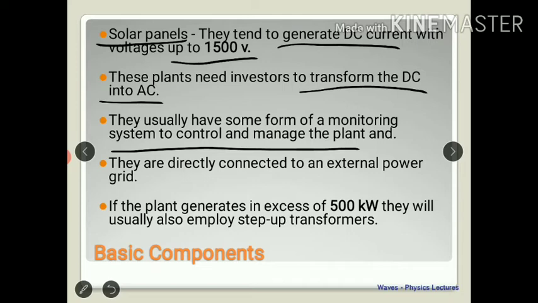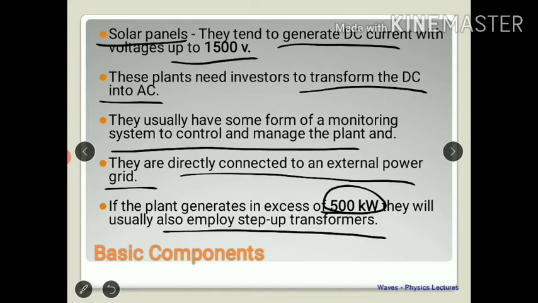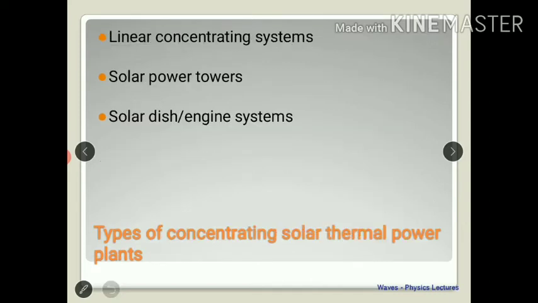They are directly connected to an external grid. Now, if the plant generates in excess of 500 kilowatts, which is quite a lot, they will usually employ step-up transformers. So these are some of the basic components that are used.